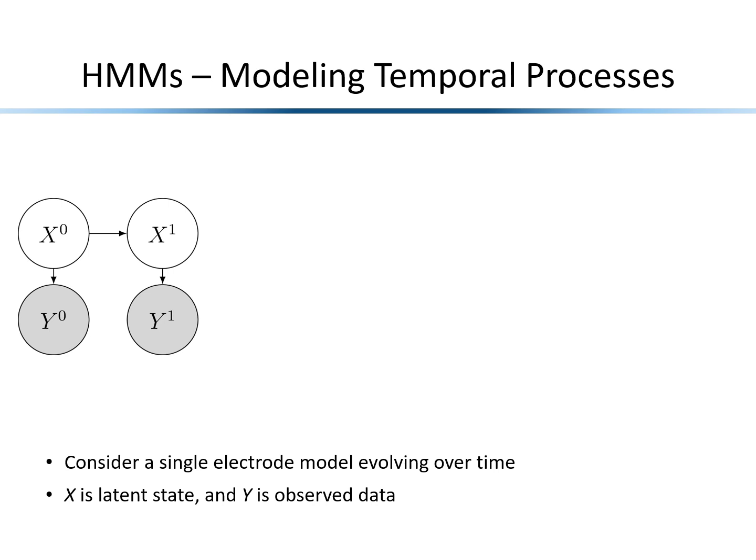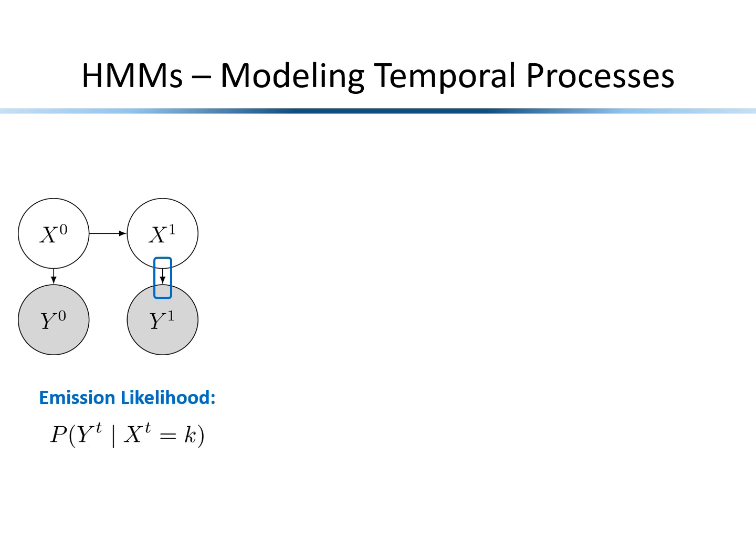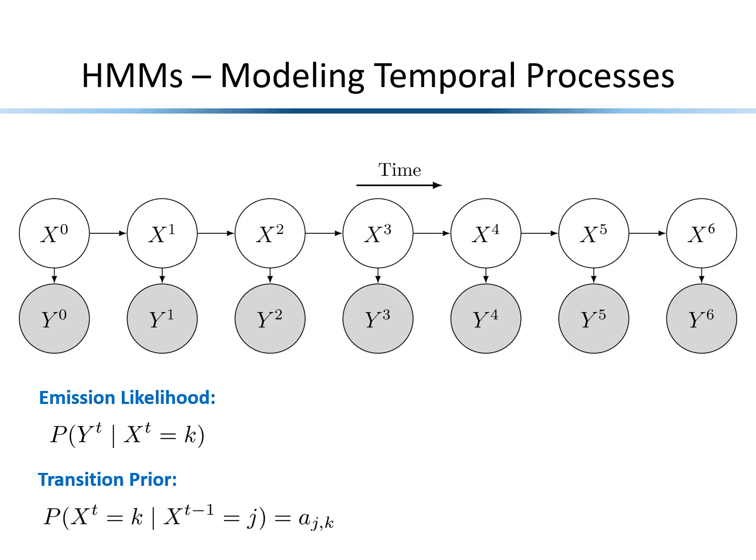Now, an HMM is characterized by essentially two distributions. There's first the emission likelihood: how is the data Y generated based on the hidden state X? And then there's a transition prior: given a state, what is the likelihood of transitioning to other states? With just these two pieces of information, this chain can march on in time indefinitely.